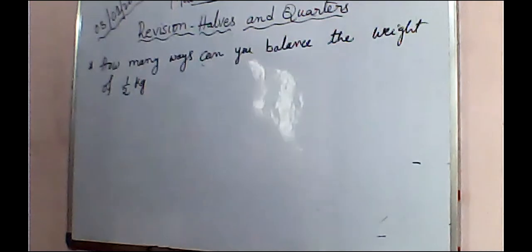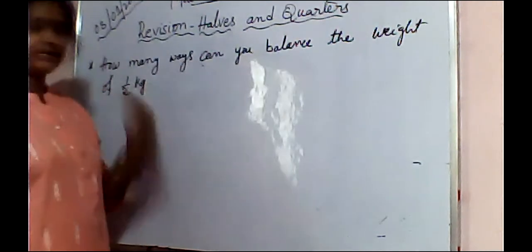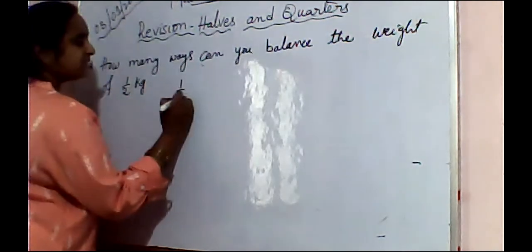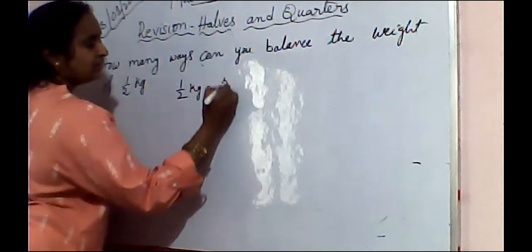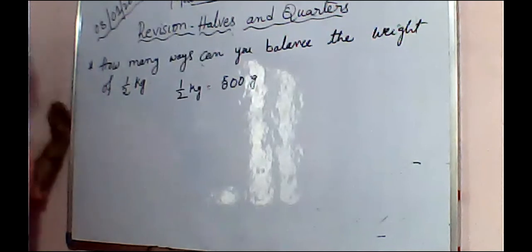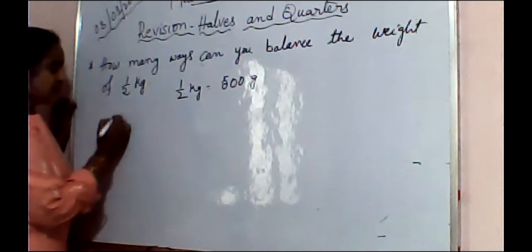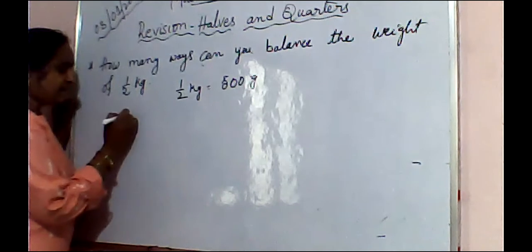In how many different ways can you balance the weight of half kg? Half kg means what? 500 grams. So, in how many ways can we write 500 grams?